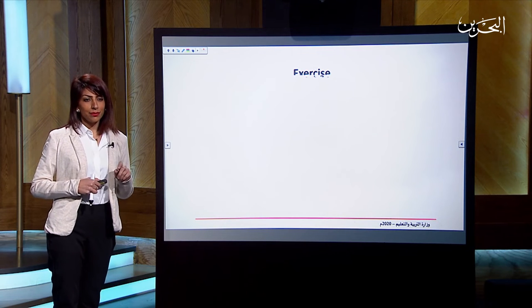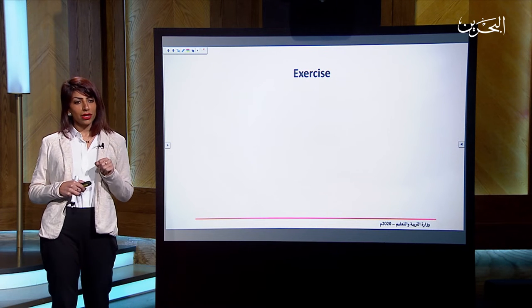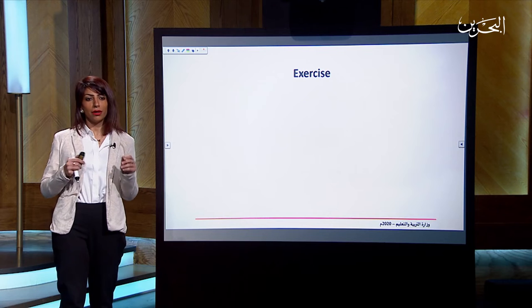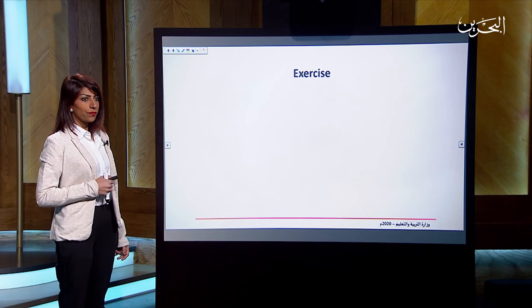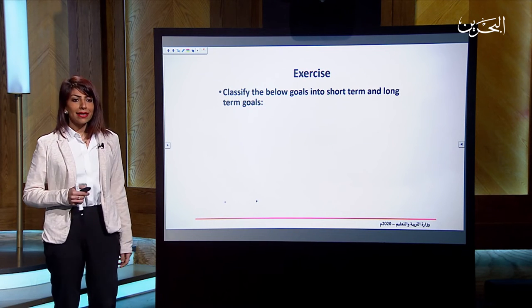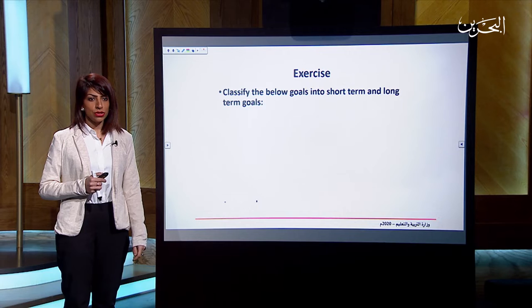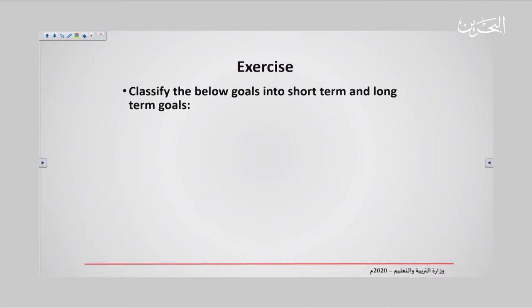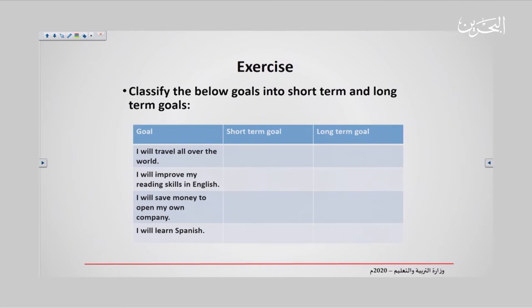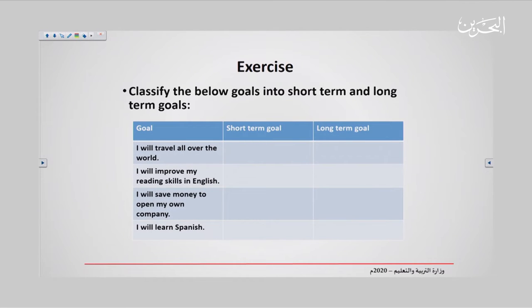Let's do a very simple exercise. Just let me check your understanding about the short-term and the long-term goals. You will classify the below goals into short and long-term goals. Here's a table. It has 4 different goals or aims. Think about them before answering. Just check the short-term goal and check the long-term goal. I'll read them for you.